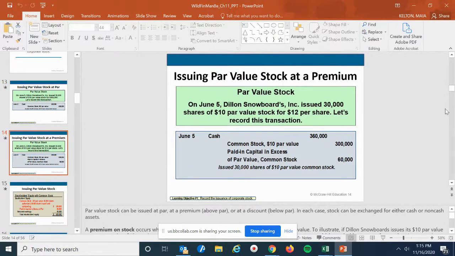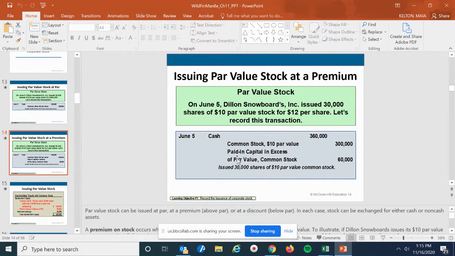If the market price is higher than the par value, then the stock is issued at a premium. And this is, again, Dave, something to keep in mind. Cash will be higher this time because the stock is at a premium. But unlike bonds, where we had another account, here all of these accounts are stockholders equity accounts.